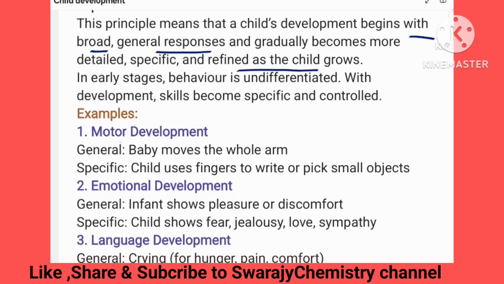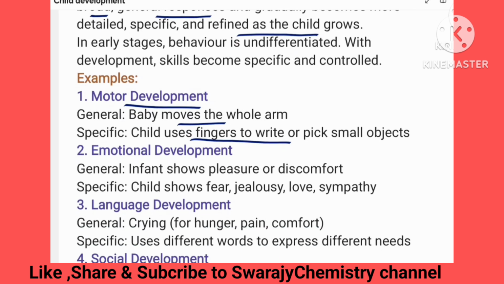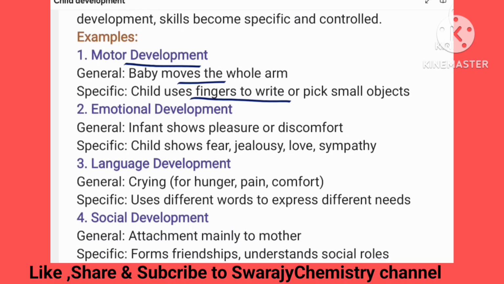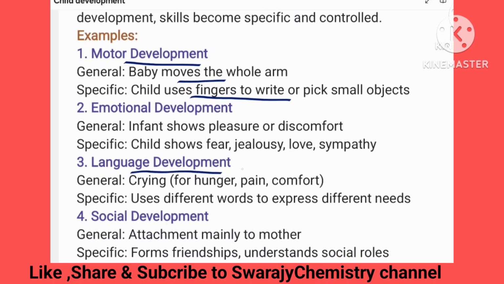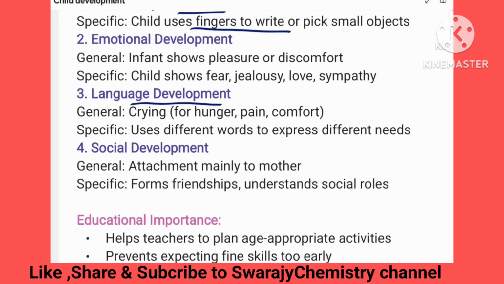Example, if we take motor development, generally a baby moves the whole arm, while a specific child uses fingers to write or pick a small object. If we consider emotional development, generally an infant shows pleasure or discomfort, while a specific child shows fear, jealousy, love, sympathy. If we take language development, generally crying for anger, pain, comfort, while specifically using different words to express different needs. Social development, general attachment mainly to mother, specific forms friendship, understands social roles.